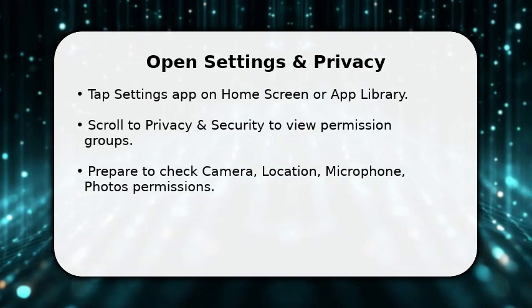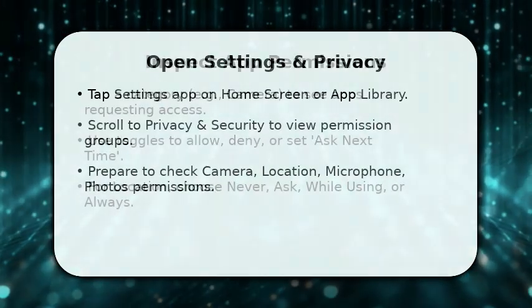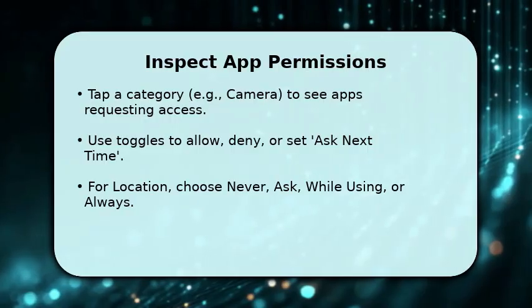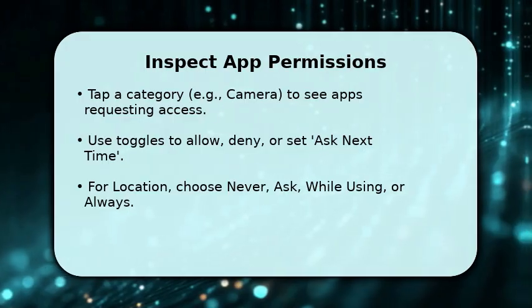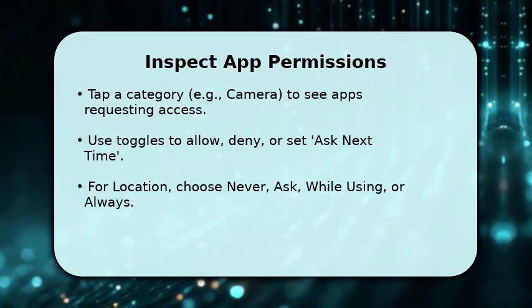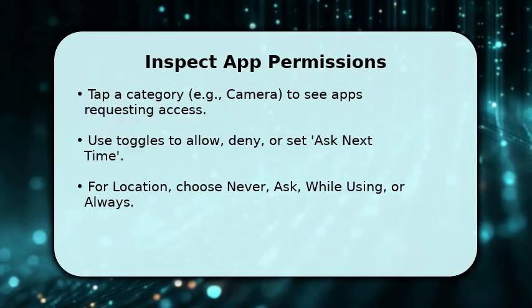Next, tap the relevant category to inspect which apps requested that permission. This shows why an app can access hardware or data. Toggle switches let you grant or revoke access quickly. Choose Ask Next Time to force a prompt.